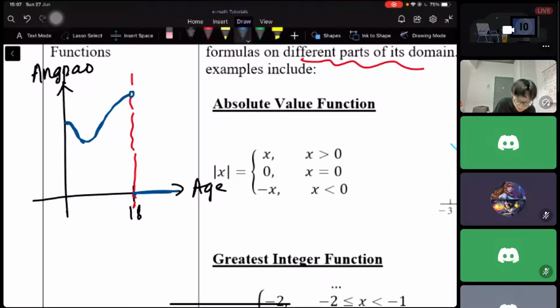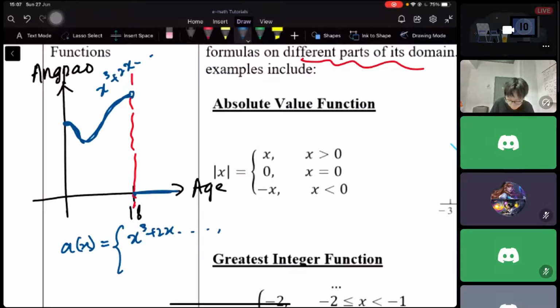So it means from 0. I will write this one. This is my ang bao function A(x). Maybe this is x cubed plus 2x, whatever function. This curve is defined by x cubed plus 2x and so on, when I was 0 years old to 18 years old, not including 18. The moment I celebrate my 18th birthday, I get no ang bao. So it is 0 starting from 18 onwards. Or maybe I should write x greater than or equal to 18.